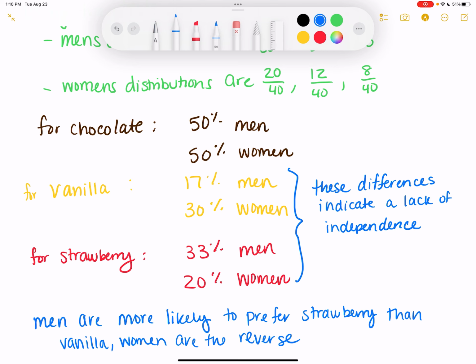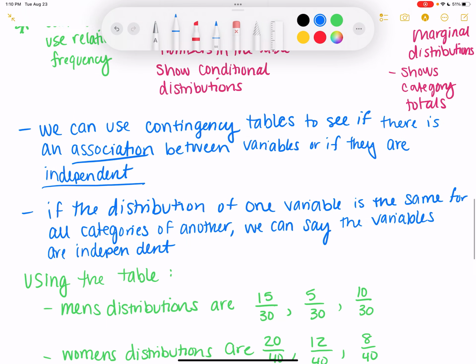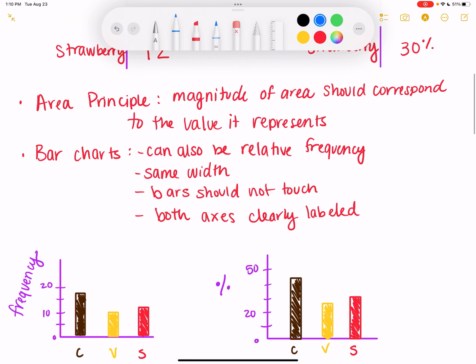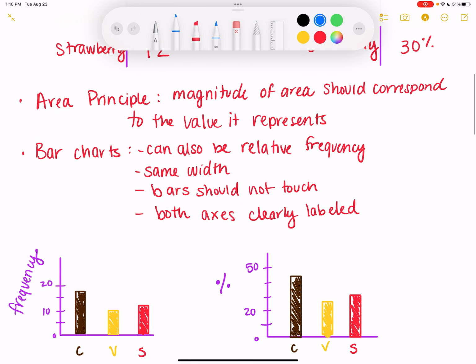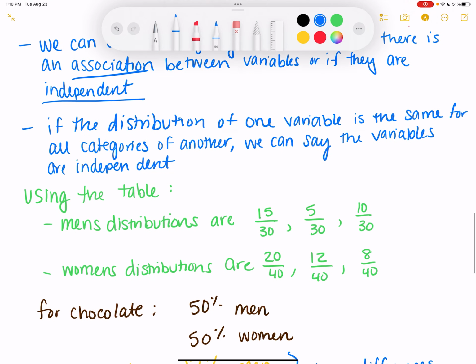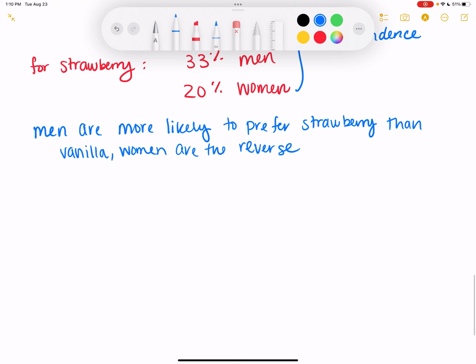All right, so up here we looked at these bar charts, where each thing had its own individual bar. Now what we're going to look at is a segmented bar chart, where each bar is going to have all the possible values on it.